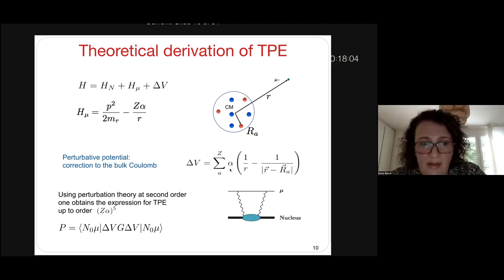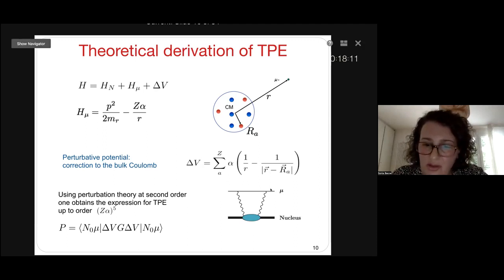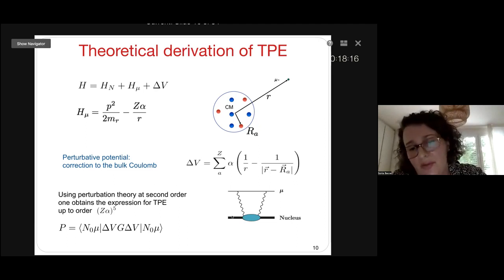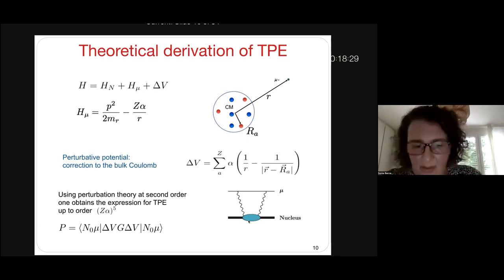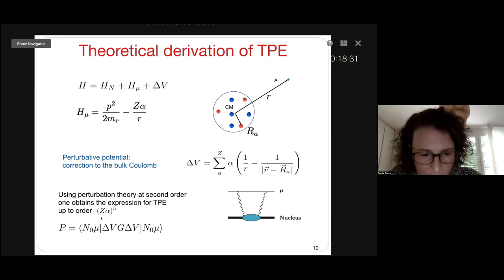problem. If you use perturbation theory at second order, you obtain the expression for the two-photon exchange, which is supposed to be this Feynman diagram, where you have the nucleus in the ground state in the initial and final state, and you have a muon. In the intermediate state, in principle, the nucleus can be excited to any of its spectrum by the electromagnetic force, by this delta V. And G is basically the Green's function.